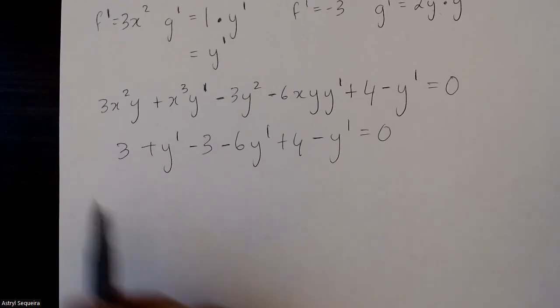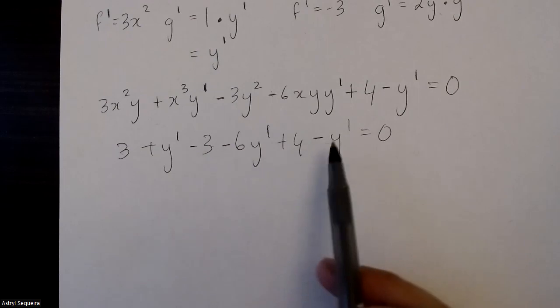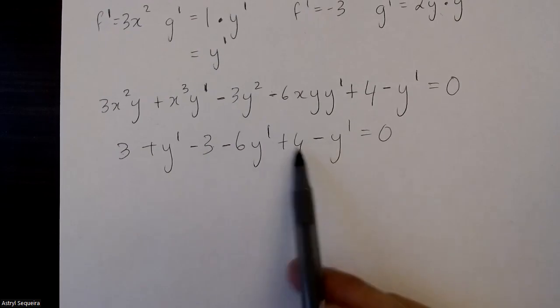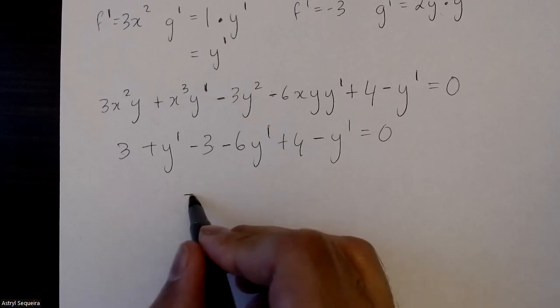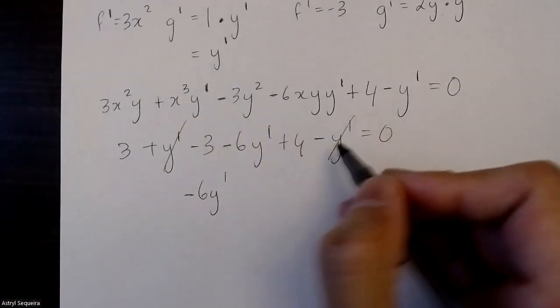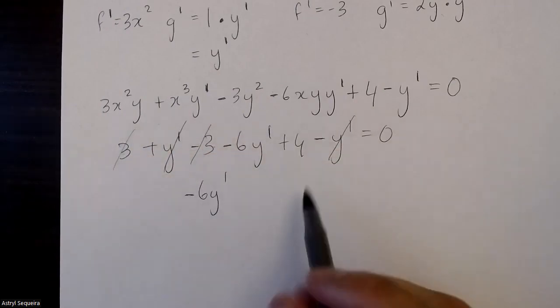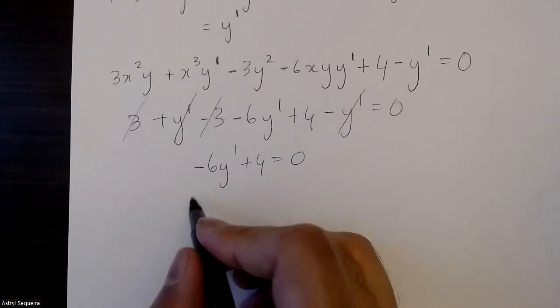I can combine my like terms. 3 minus 3 is 0. So I'm just left with a 4 here. And then y prime minus y prime is 0. So I just have negative 6y prime, because these two cancel and these two cancel. So I have negative 6y prime plus 4 equals 0.